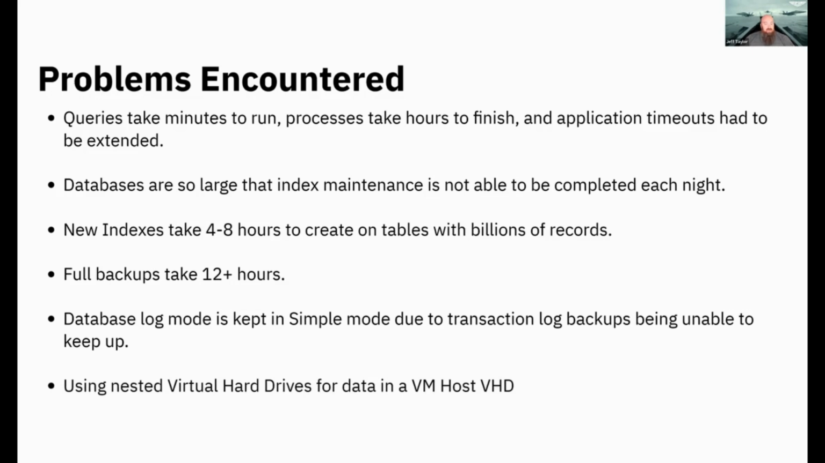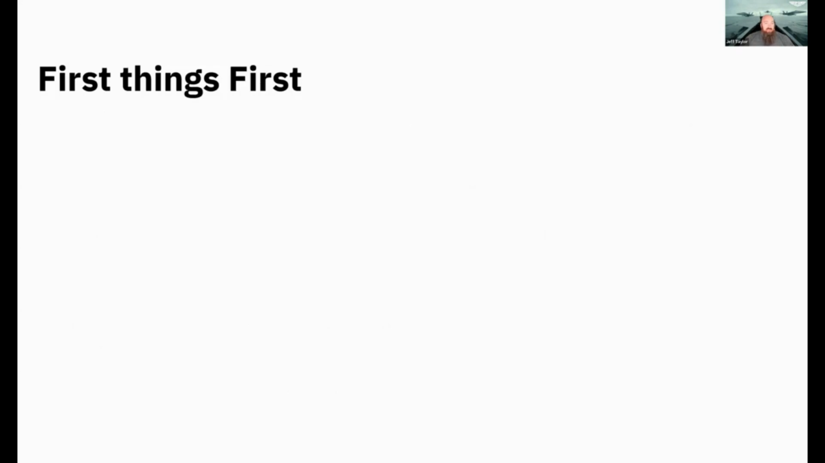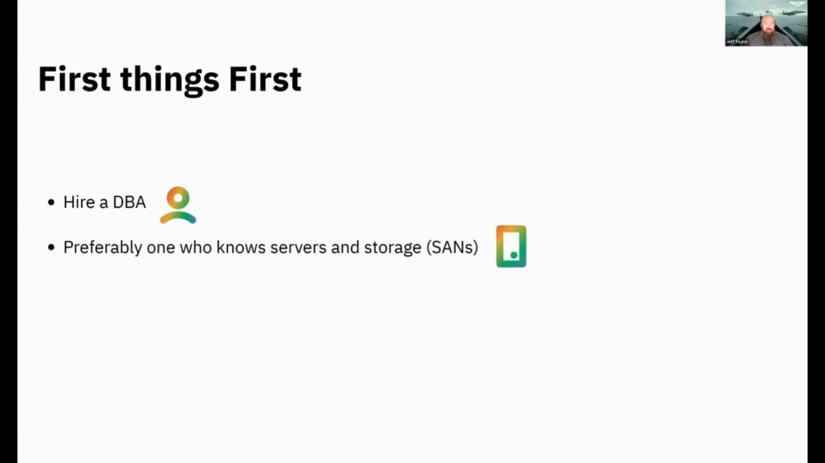And then another issue I've encountered is that sometimes you're using nested virtual hard drives for data in VM hosts, and that can be a performance bottleneck. And another one of my most encountered ones is that the entire database is in a single file group, the primary file group. All right, so first things first, hire a DBA if you don't have one, preferably one who knows servers and storage, their SAN infrastructure.